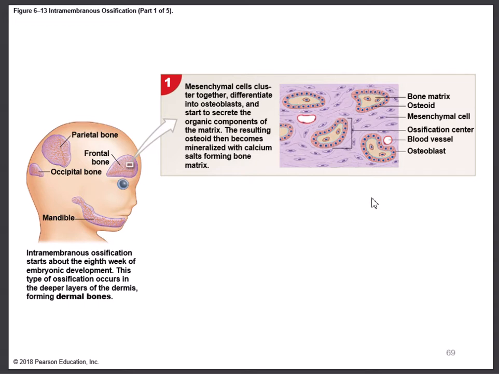All right, so really that's all that's happening in this step: the mesenchymal cells are clustering together and they turn into osteoblasts. The osteoblast lays down some of the osteoid, and that osteoid starts to form bone, and we get these little bony islands. Here's a bony island here, a little bony island over here and here, that type of thing.